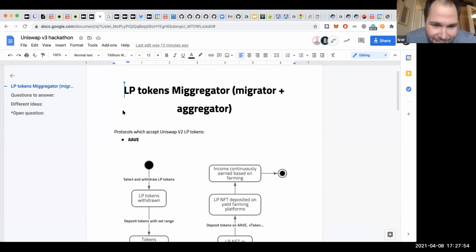So yeah, let's start again with the explanation of what the whole idea is, because we have the judges now. We wanted to create an LP tokens migrator. So it's a combination of migrator and aggregator.